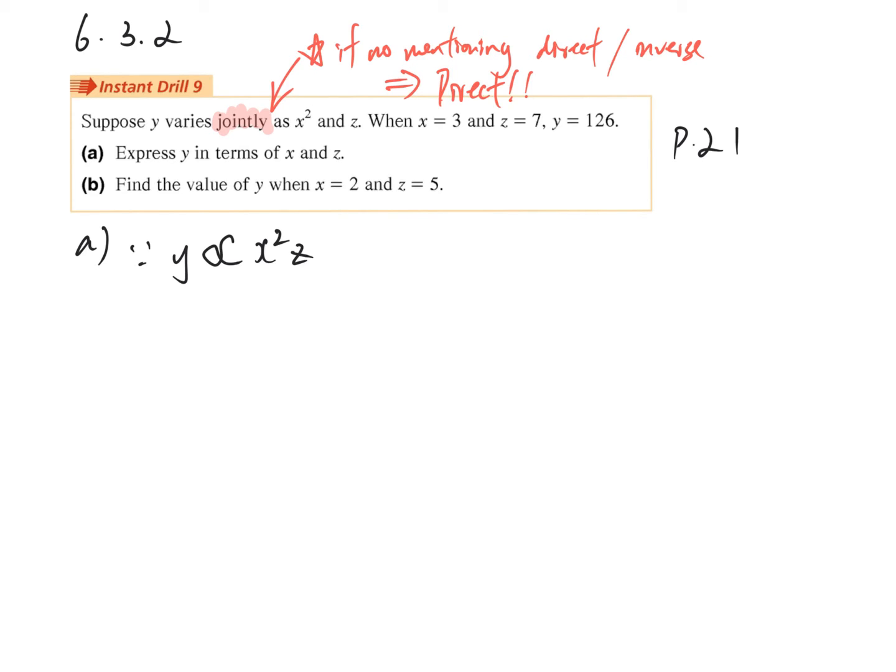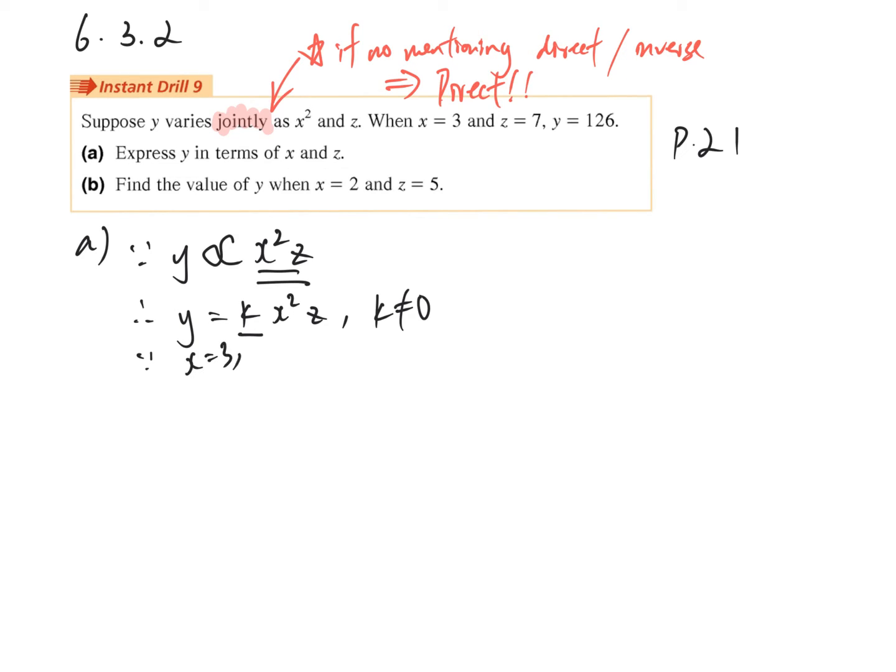So y varies jointly as x squared and z. The multiplication sign indicates the joint variation relationship. So it varies directly as x squared times z. Therefore, y equals k x squared z. There will only be one variation constant, where this k is not 0.